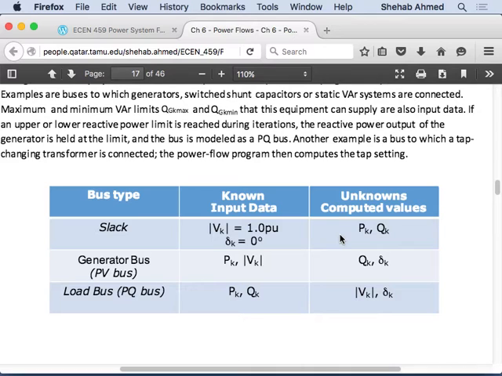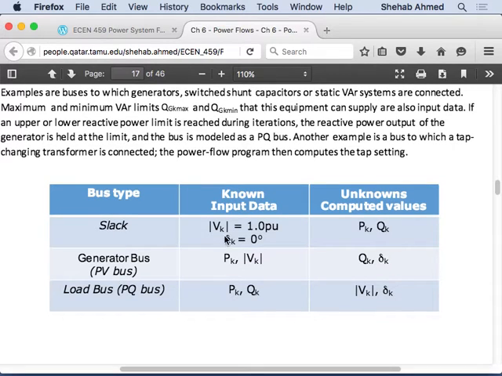And then I go around the system. I identify the types of buses that I have in my system. After I identify the types of buses, I identify the variables that I'm looking for, right? So if it's a slack bus, I know V as a magnitude and angle, and I'm looking for P_k and Q_k. If it's a generator bus, I have P_k and a voltage magnitude, and I'm looking for reactive power and angle. If it's a load bus, I have P_k and Q_k as magnitudes, but I don't have voltage and angle at that specific bus, right?